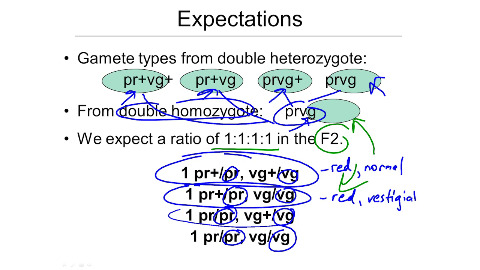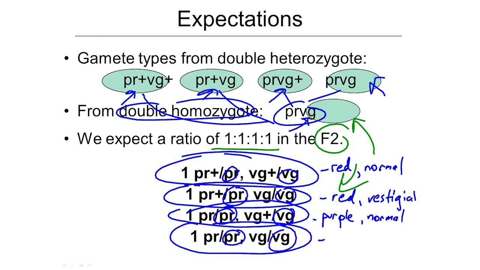By the same logic, this one is going to be purple-eyed and normal wings, right? And this last one will be recessive or mutant at both loci, so it would be purple and vestigial. Now, just take a minute. This shouldn't be that shocking because these are the same phenotypic classes we would have seen had we done it the way to get the 9:3:3:1 ratio.